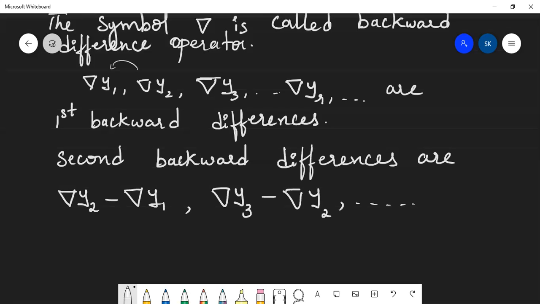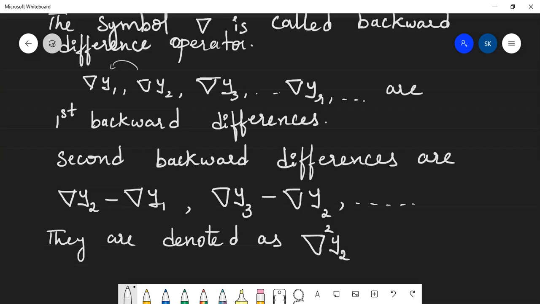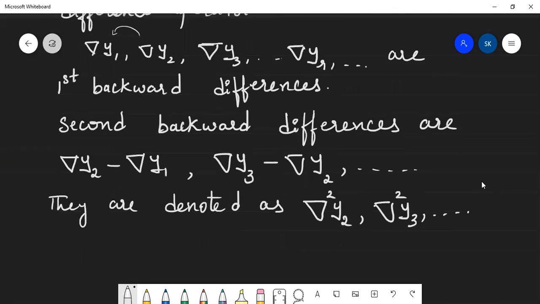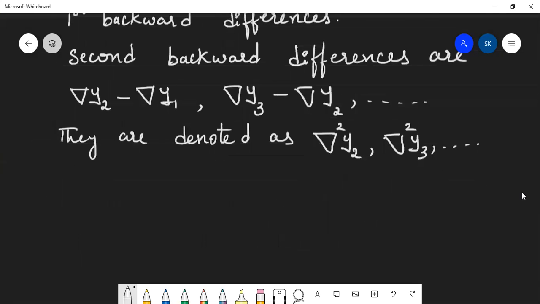Fine. How are they denoted? They are denoted as second differences, no? Backward delta square, what is the notation? First position I should take. Backward delta square y2, backward delta square y3, and so on. This is the notation. Right? Next, how to do the next differences? Once we see the values, how to write here.